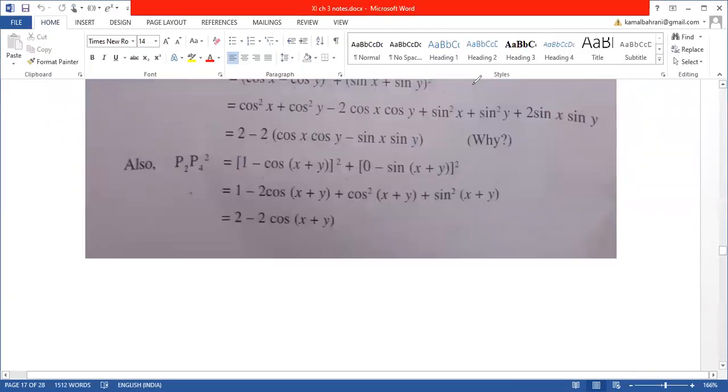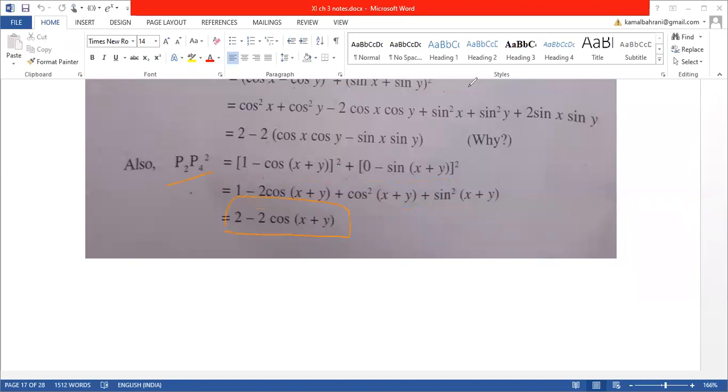Just see. We are having P2P4 whole square is equal to (1 minus cos of x plus y) whole square plus, the x coordinate was 1, the y coordinate was 0, so (0 minus sine of x plus y) whole square. Now again open up the bracket. (a − b) whole square is a square plus b square minus 2ab, so 1 minus 2 cos of x plus y plus cos square, and then 0 minus this will be plus sine square of x plus y. Clear? Now from here we got 2 minus 2 cos of x plus y.